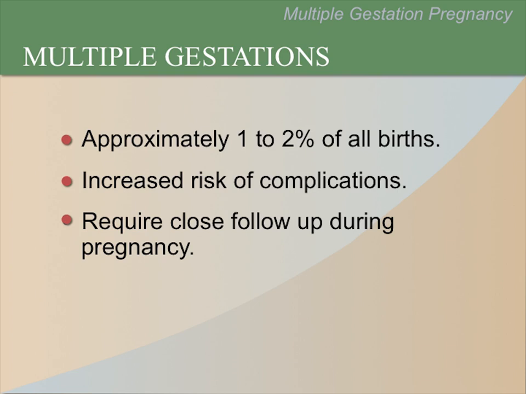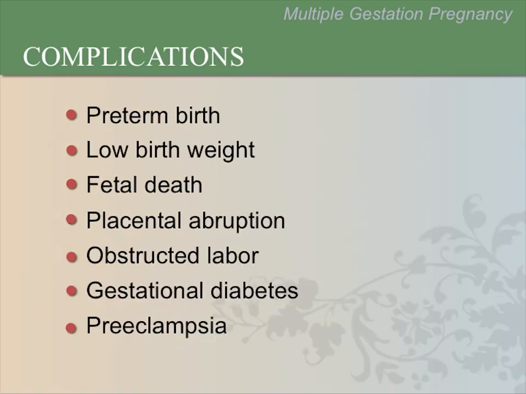Complications in these pregnancies are increased both for the fetuses and the mother. Because of these possible complications, we need to follow pregnancies with multiple gestation closely. Some of these complications can include preterm birth and low birth weight, which puts the baby at a higher risk for dying and having health problems such as mental retardation, breathing, vision, and hearing problems.